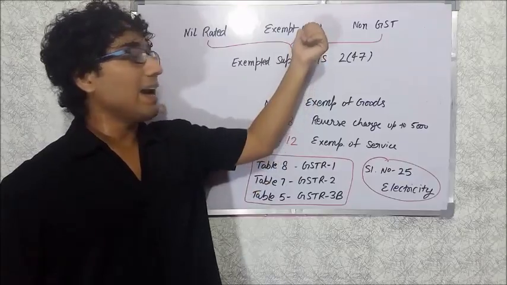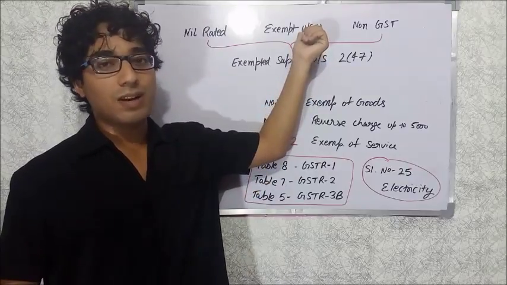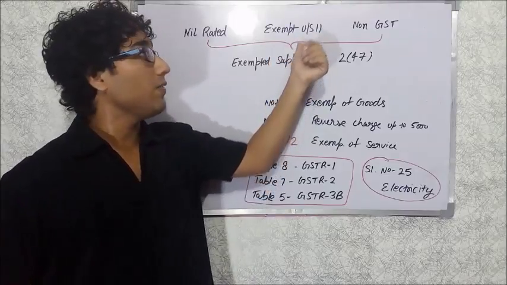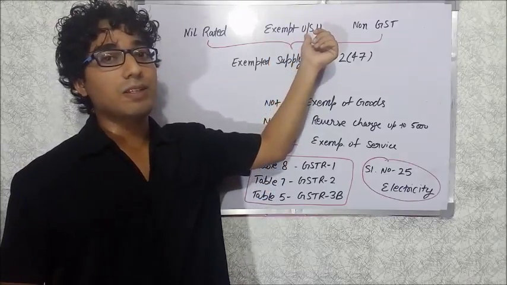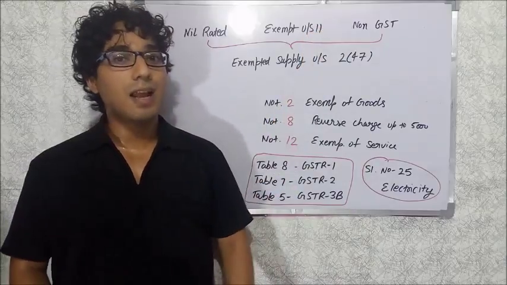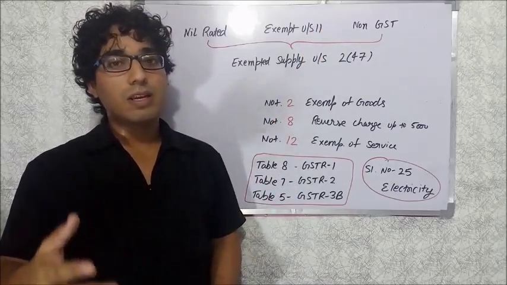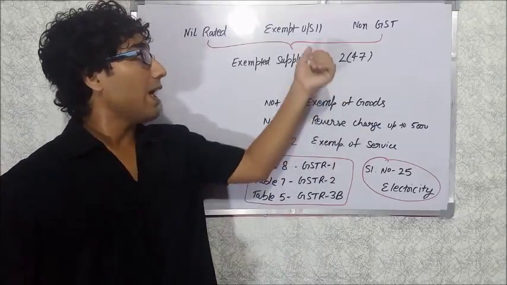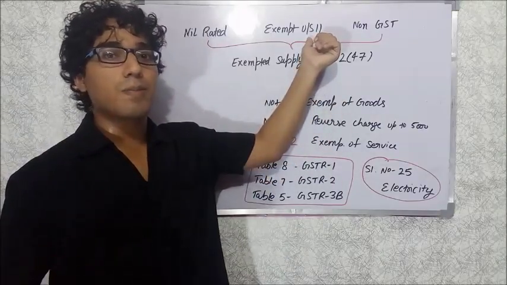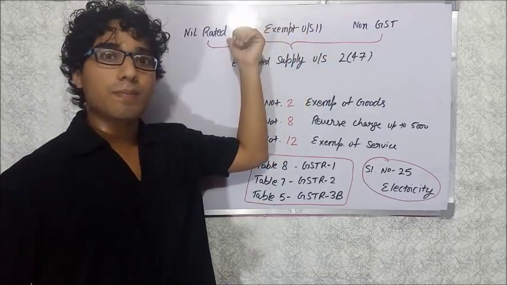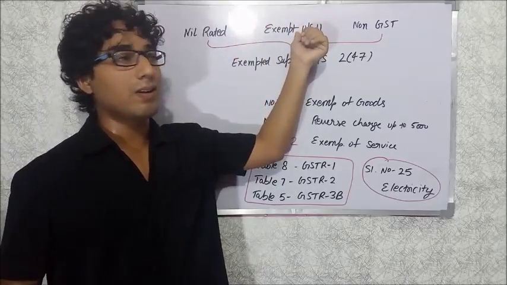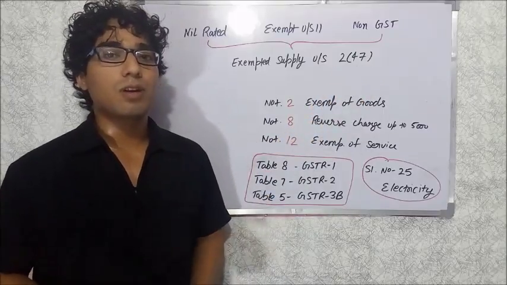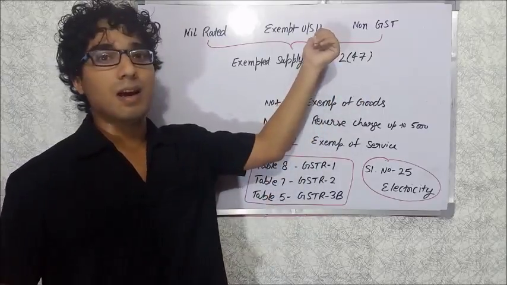So exempted supply and exempt under section 11 are different things. Remember that collectively it will be called exempted supply, but individually the particular one is called exempt under section 11. When you see the details in GSTR 1, 2 as well as in GSTR 3B, the exempt written just beside the nil rated column is exempt under section 11, not the exempt supply under section 2 subsection 47. So you have to give the detail only of the exempt under section 11.